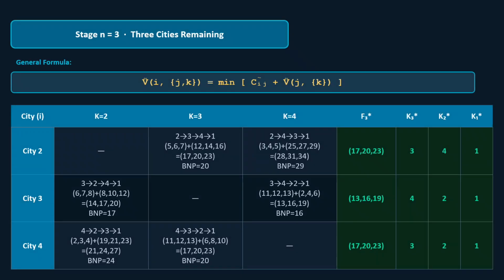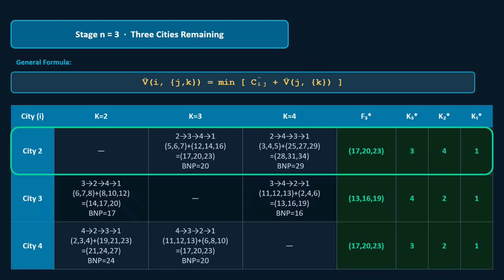At this stage, each city must visit 2 more cities in sequence before returning to C1. We build on the results from the previous stage. Row 1, City 2. 2 possible routes, route 2 to 3 to 4 to 1. City 2 travels to C3. Cost 5, 6, 7. Then from C3 it must visit C4 and return to C1.